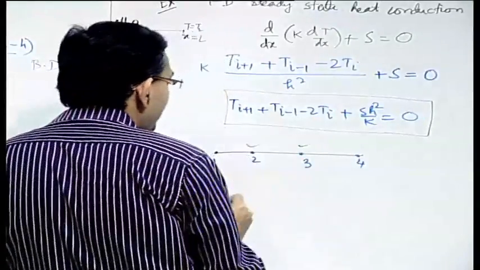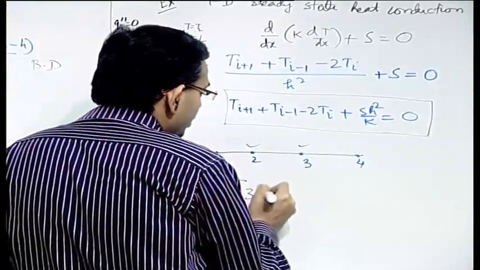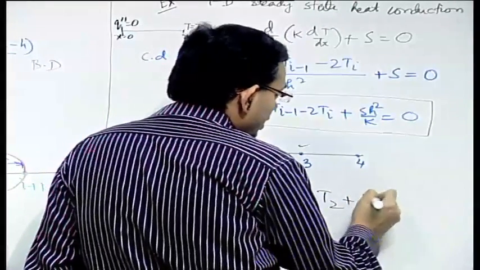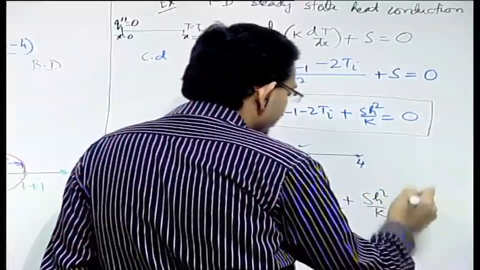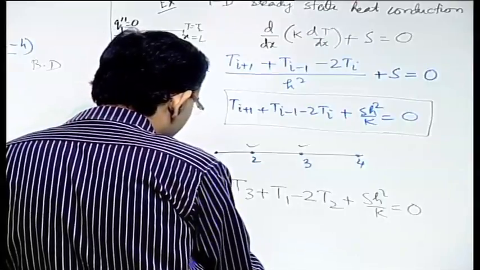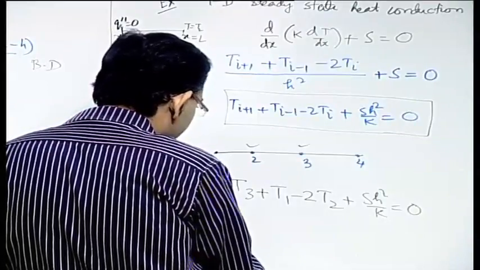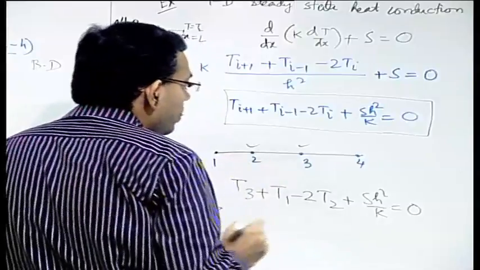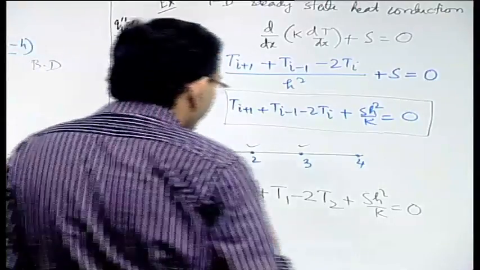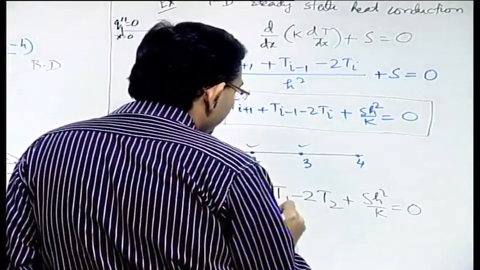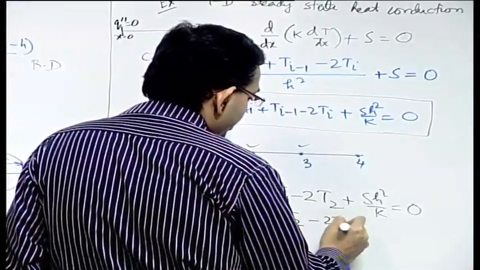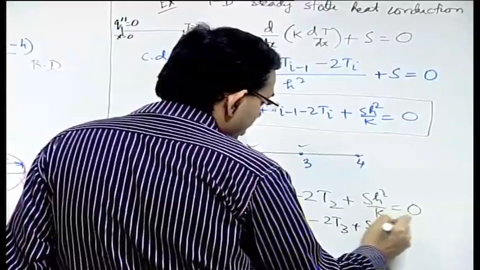So, for point 2 you have T3 plus T1 minus 2 T2 plus SH square by K equal to 0. This is for the grid point 2. For the grid point 3, you have T4 plus T2 minus 2 T3 plus SH square by K equal to 0.